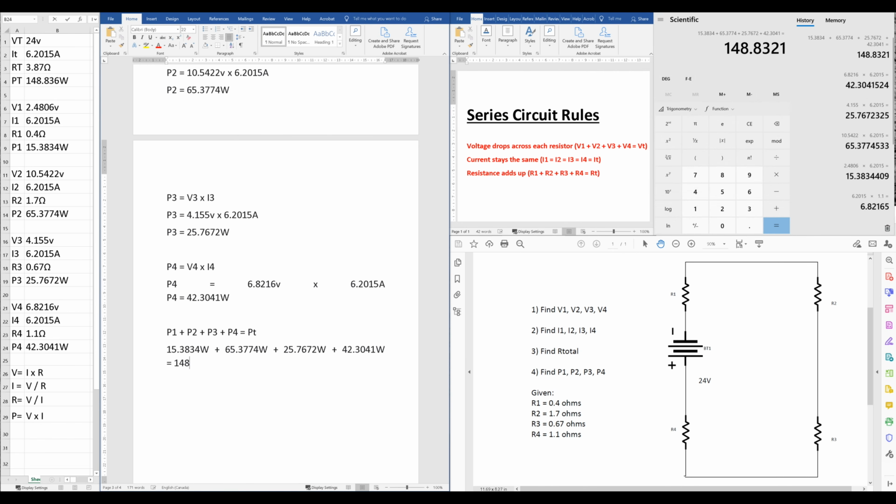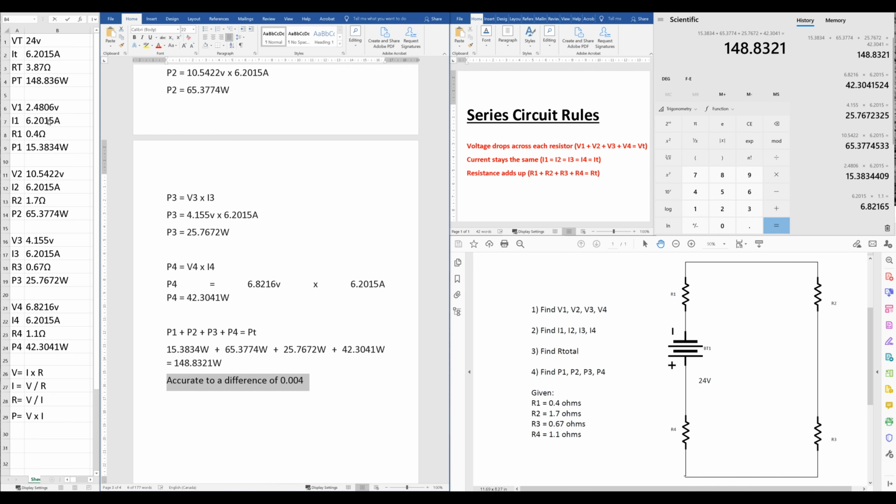Okay, and that gives us 148.8321 watts. Let's compare that to our total here. We got 148.836. So we are accurate to a difference of 0.004 because we have a 2 in our third spot here and we have a 6 in our third spot here. So by using 4 decimal places throughout this entire process, we've been able to maintain a very close accuracy when we check our answers, right?